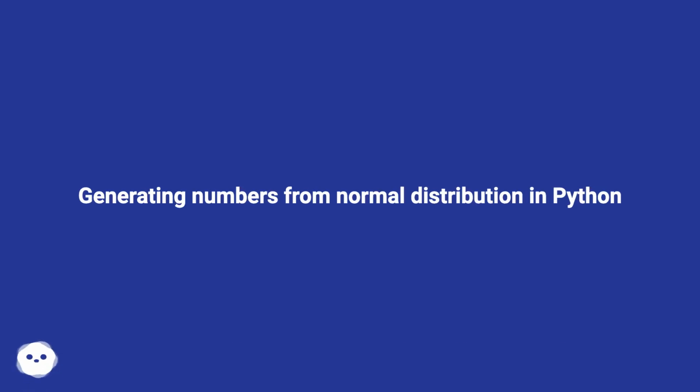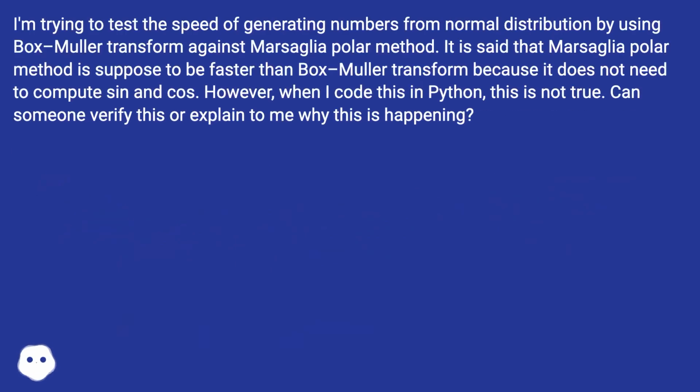Generating numbers from normal distribution in Python. I'm trying to test the speed of generating numbers from normal distribution by using Box-Muller transform against Marsaglia-Polar method. It is said that Marsaglia-Polar method is supposed to be faster than Box-Muller transform because it does not need to compute sin and cos. However, when I code this in Python, this is not true. Can someone verify this or explain to me why this is happening?